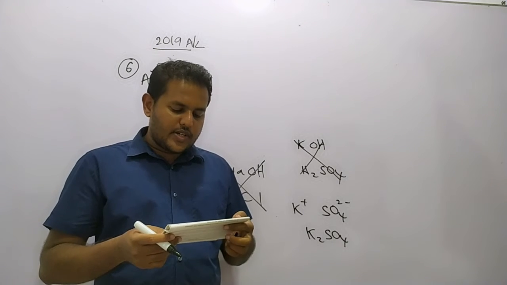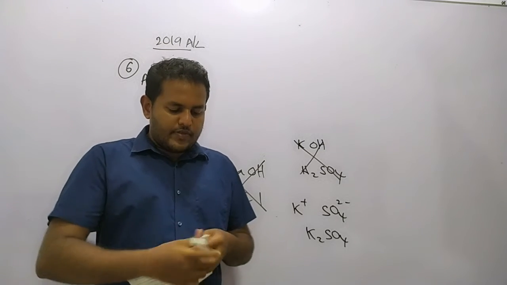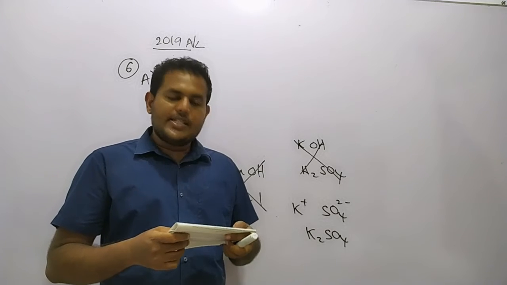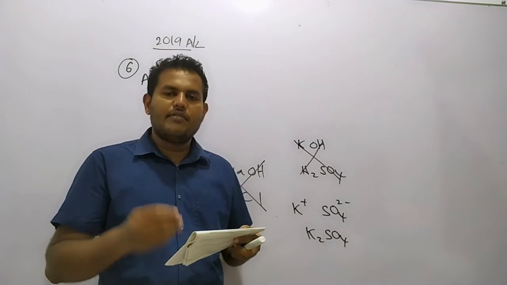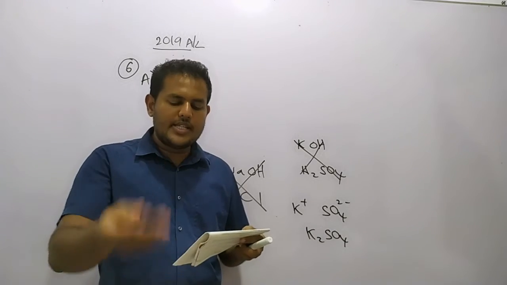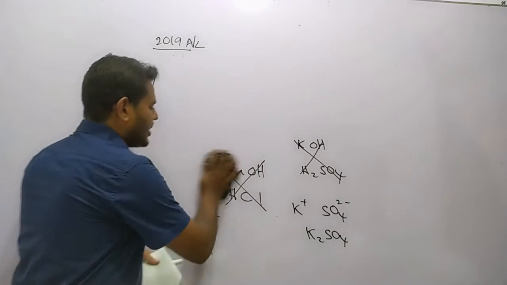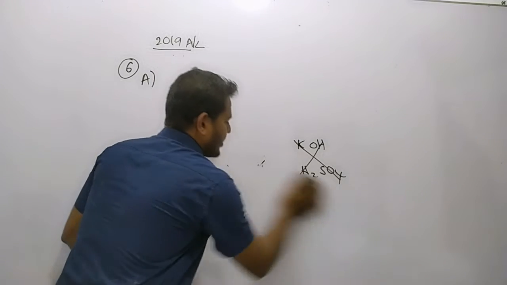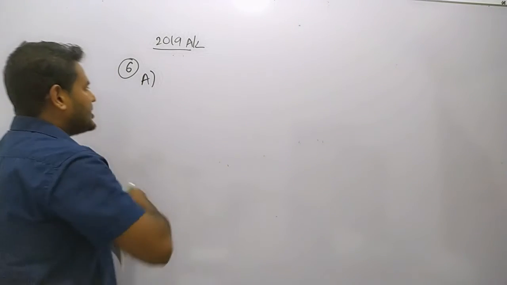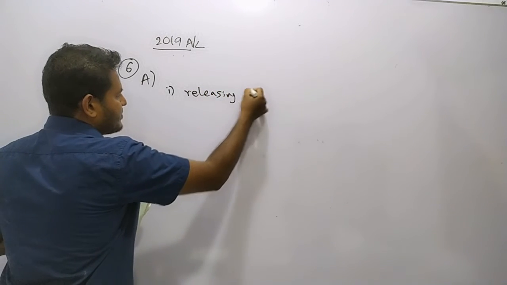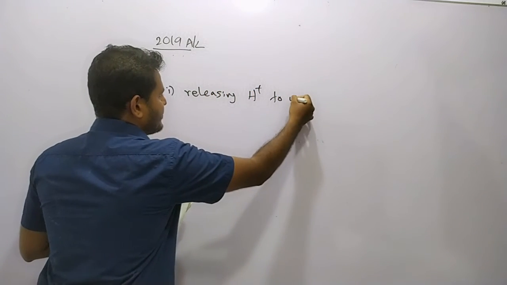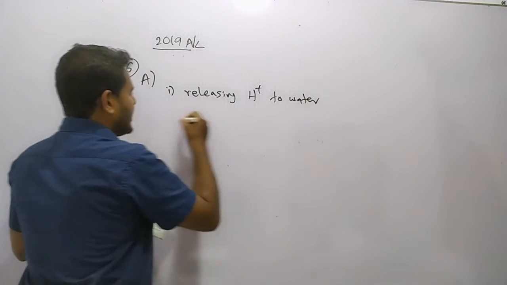In this question, first of all, they are asking to explain what an acid is and how it behaves in water. Simply, an acid means a substance which will release H+. A substance which releases H+ is known as an acid. Releasing H+ into water, it can be recognized as an acid.